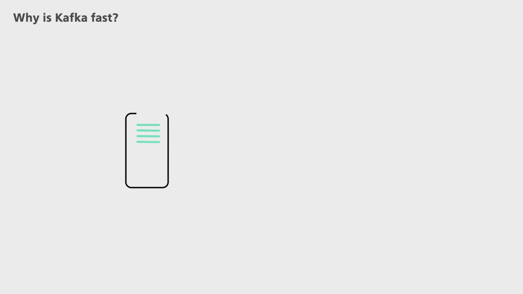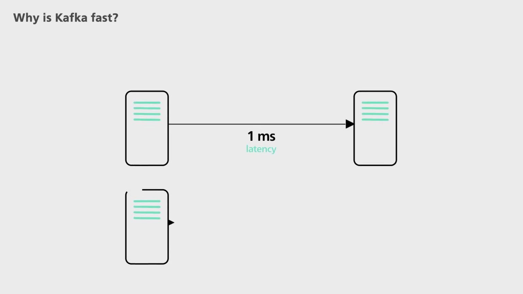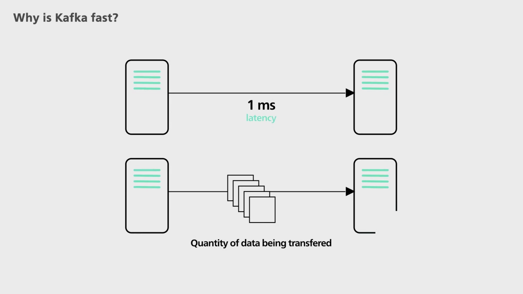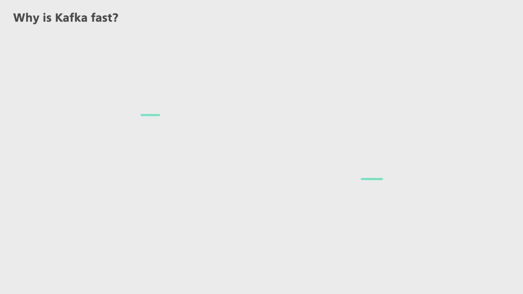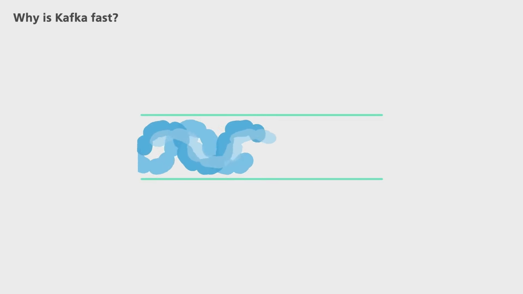What does it even mean that Kafka is fast? Are we talking latency? Are we talking throughput? It is fast compared to what? Kafka is optimized for high throughput. It is designed to move a large number of records in a short amount of time.